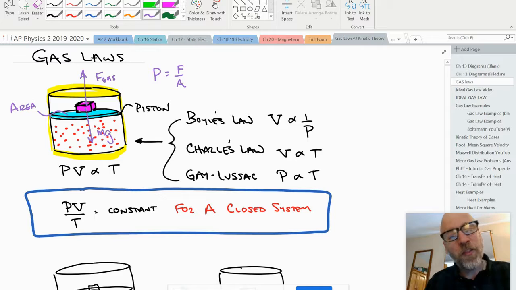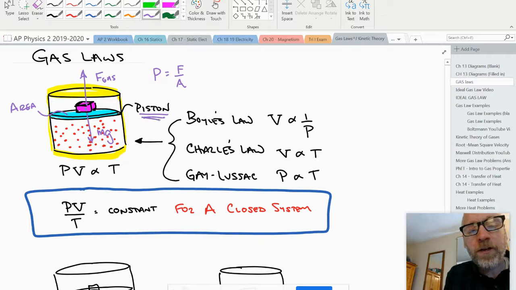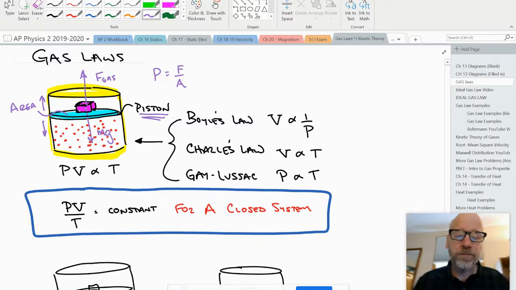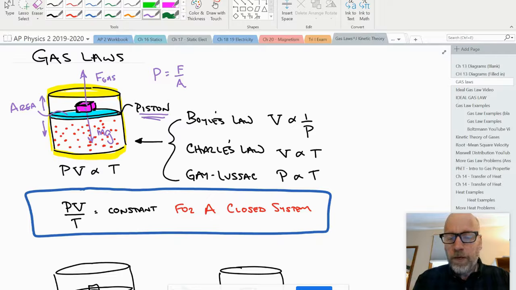All right. The thing I wanted you guys to catch is that this is a picture of a piston that can move up or down. And sometimes it's fixed. So, gas laws. Boyle's law tells us that the volume of a gas is inversely related to its pressure. V is proportional to 1 over P. Charles' law tells us that the volume is directly proportional to the temperature, and Gay-Lussac's law tells us that the pressure is directly proportional to the temperature.